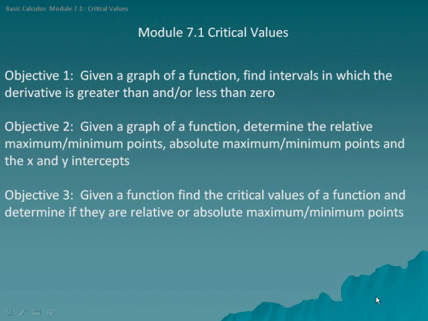Point 1. Critical values. Objective 1. Given a graph of a function, find intervals in which the derivative is greater than or less than 0. Objective 2. Given a graph of a function, determine the relative maximum and minimum points, absolute maximum and minimum points, and the x and y intercepts. Objective 3. Given a function, find the critical values of a function and determine if they are relative or absolute maximum or minimum points.